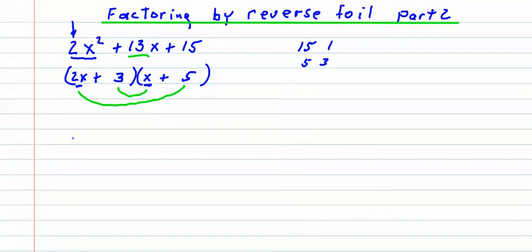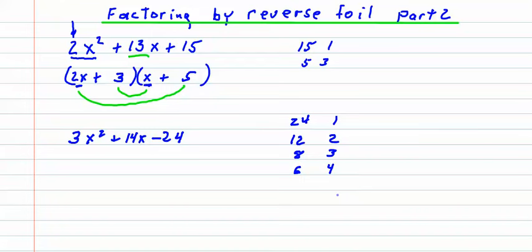All right, let's look at our next one. We're doing 3x squared plus 14x minus 24. So our factors are 24 and 1, 12 and 2, 8 and 3, and we have 6 and 4.